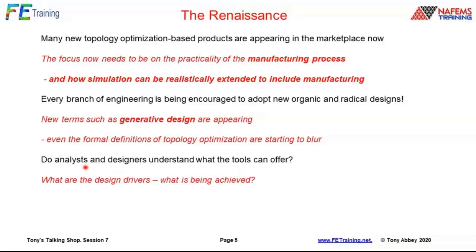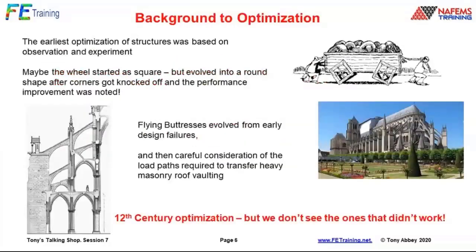What we want to do is harness those design skills with the technologies which are emerging, not obviously just replace them. So, a little bit tongue-in-cheek, the earliest optimization was probably based on observation and experiment. There's an old story about square wheels: the corners get knocked off, and then the performance improves. And hey, it's a form of literal topology optimization. We're whittling away material, and we're improving the performance. Flying buttresses are my favorite. Way back, 12th century optimization.